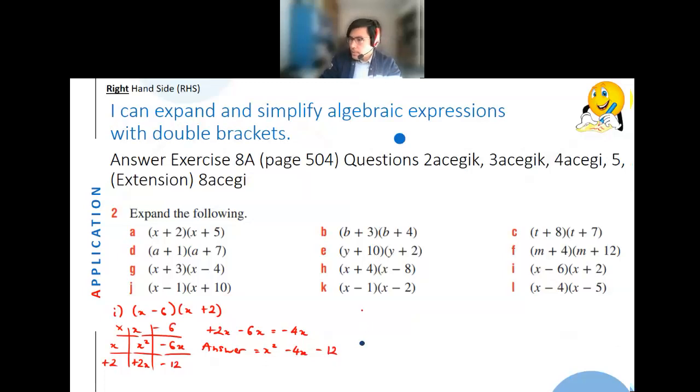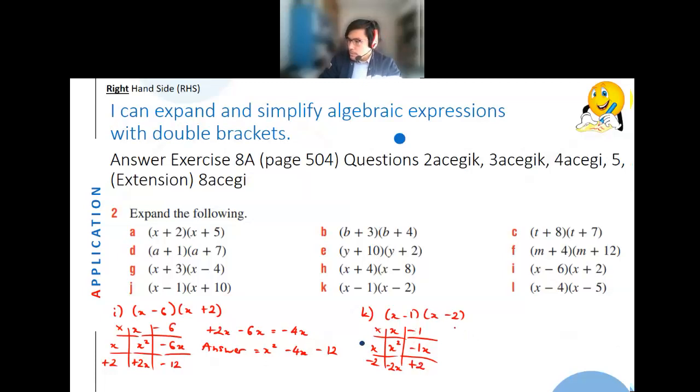And then finally we've got K. So now for K, we've got x minus 1 and x minus 2. This time we've got two minus signs. So x minus 1 at the top, x minus 2 down the side. Okay, so x times x is x squared. X times negative 1 is minus 1x. Negative 2 times x is negative 2x. Negative 2 times negative 1: a negative and a negative is a positive, and 2 times 1 is 2.